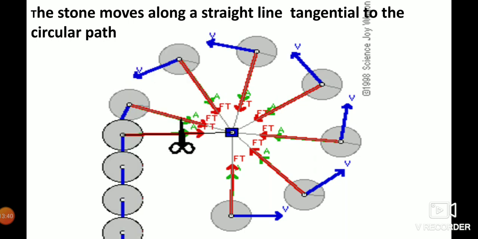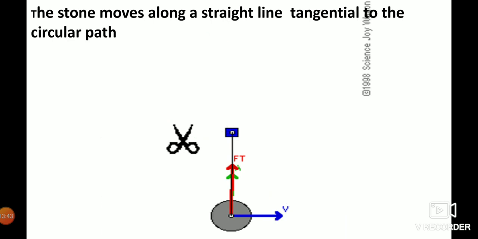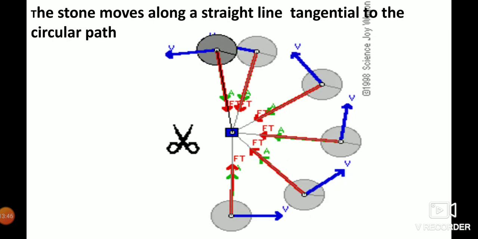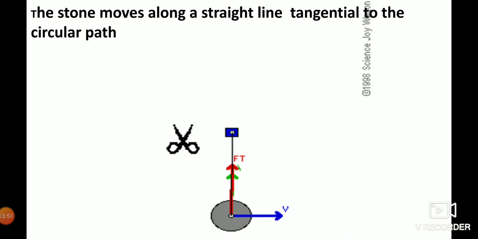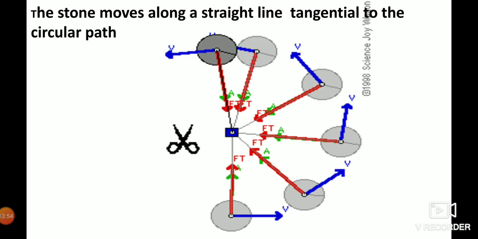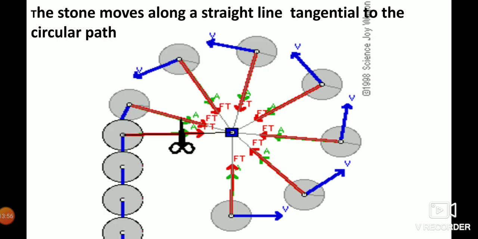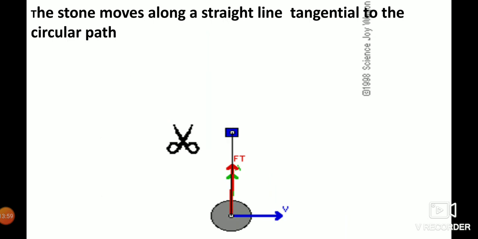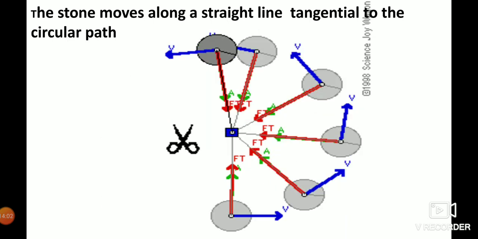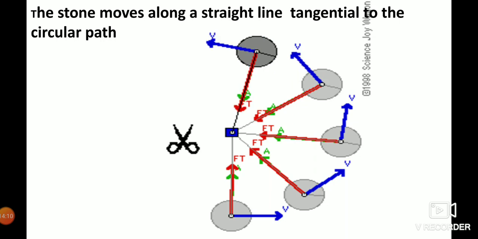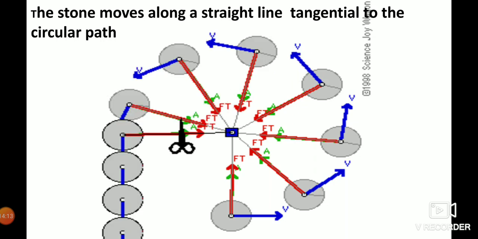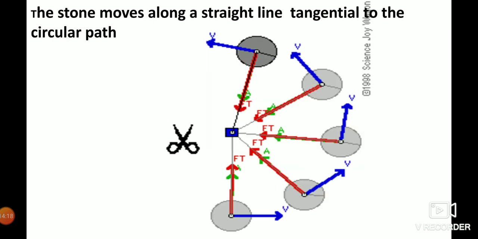Okay, so what happens when the stone moves along a straight line tangential to the circular path? When the stone is in circular motion, it is changing its velocity at every single instant because it is connected with the string. The moment the string is cut, it is free to move. So it follows the last direction of its motion, and that was a straight line. So it moves along a straight line which is tangential to the circular path.